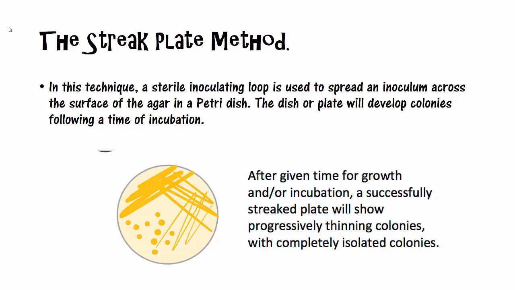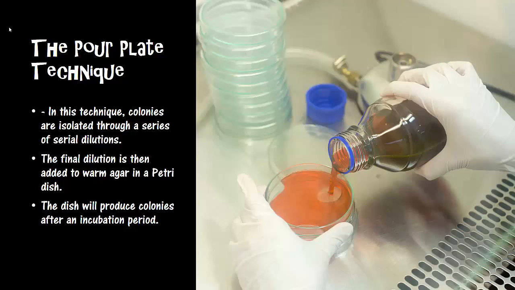Here is an example of the streak plate method. In this technique, a sterile inoculation loop is used to spread an inoculum across the surface of an agar plate in a petri dish. The dish or plate will develop colonies following a time of incubation. After a given time, in order for growth to occur, a successfully streaked plate will show progressively thinning colonies with completely isolated colonies.